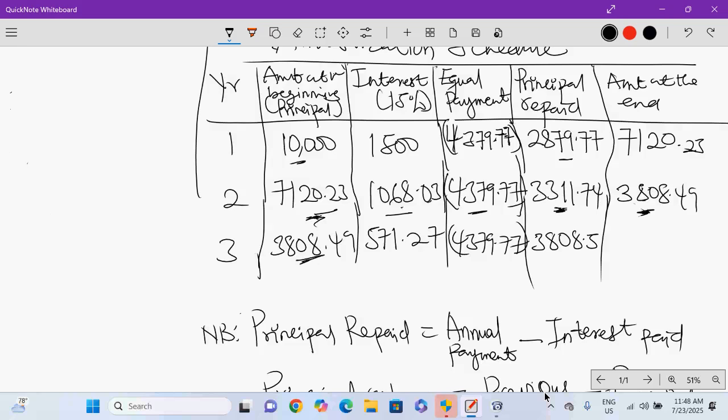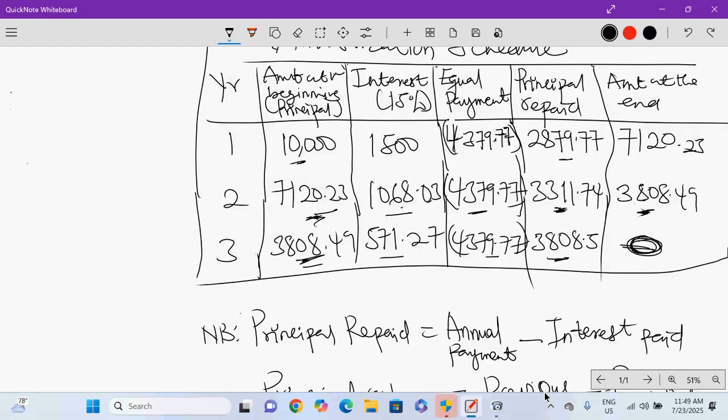If you want to get the amount at the end, it is this minus this, or this plus this minus this. Either way, we are going to get 0 or a dash. Why? Because at the end of the third year, you would have paid all the liability.